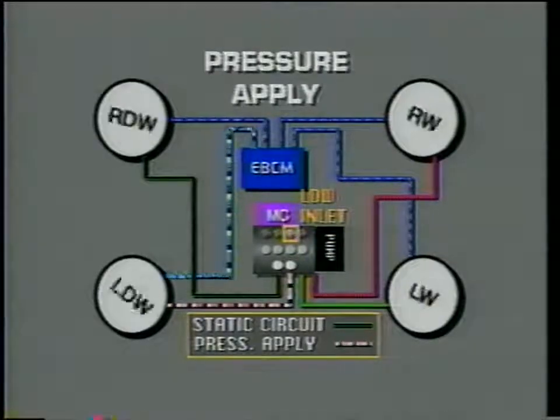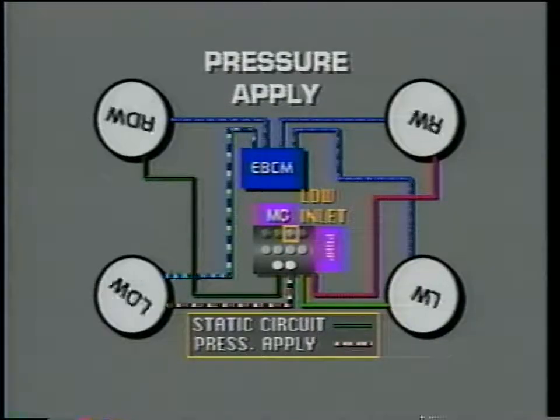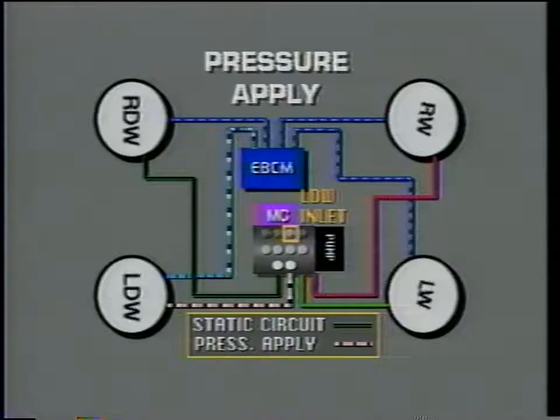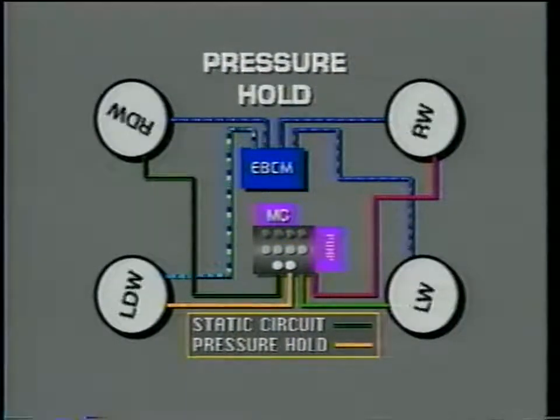When brake pressure is applied, the brake circuit must be isolated from the rest of the system so pressure isn't applied where it isn't needed. This is done by closing the isolation valve when the traction control valve opens.